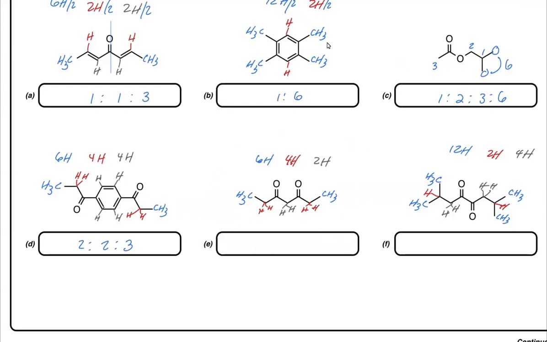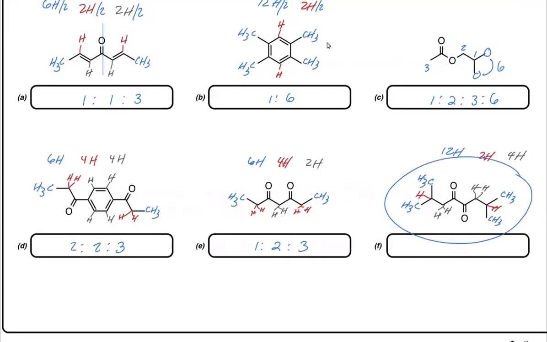Looking at the next structure, the methyl groups are equivalent, totaling up to 6 H's. Red hydrogens are equivalent, totaling up to 4. Gray hydrogens are equivalent, totaling up to 2. 2 divided by 2 is 1. 4 divided by 2 is 2. 6 divided by 2 is 3. 1 to 2 to 3 integration ratio.